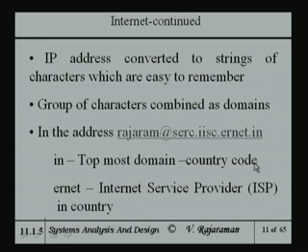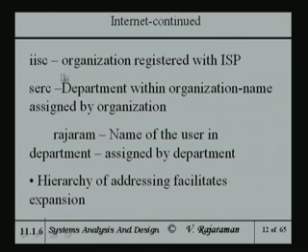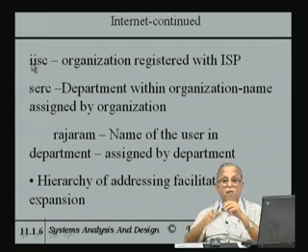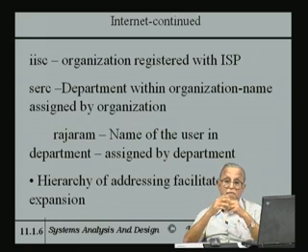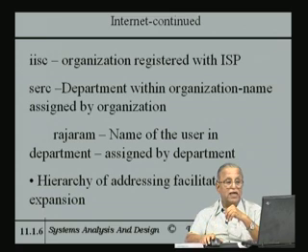And this is the internet service provider. And IAC is the place where I belong. Like, for instance, if I look at IAC, this is the organization registered with the ISP. That is where I belong. SCRC is a department within the organization. The name is assigned by the organization. In other words, the IAC gets a group of IP addresses, and within that group, there are assignments for various departments, and the departments assign in turn to the individuals in the department. And Rajaram is the name of the user in the department, assigned by the department.